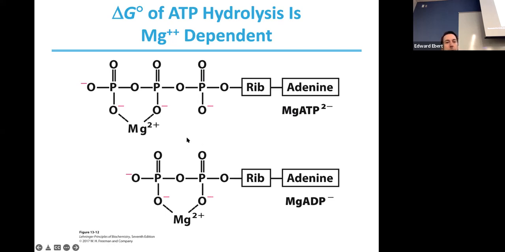We don't talk about this too much, but I just want to reiterate that magnesium is important for our triphosphates because the magnesium cation helps balance those negative charges that are stabilized on the phosphate groups.